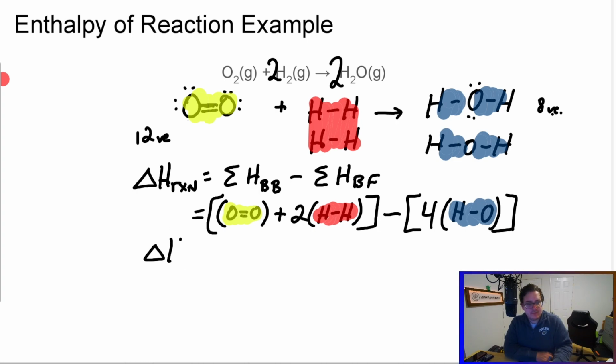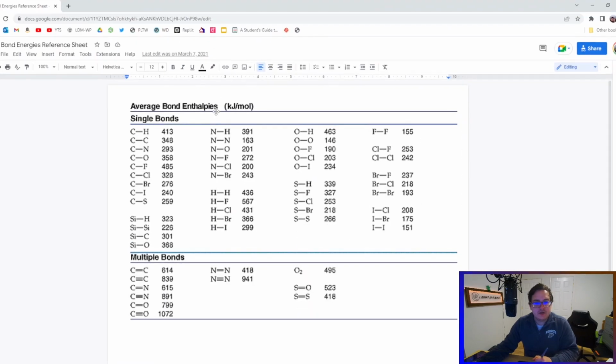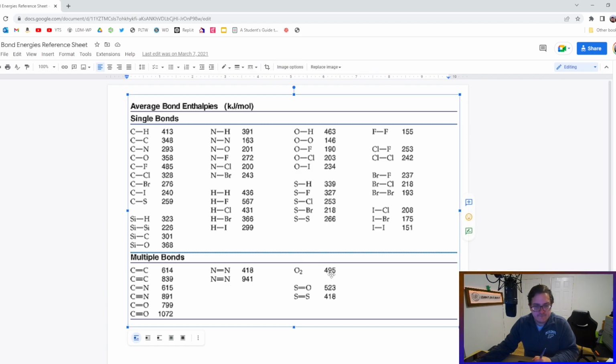Okay, so delta H reaction. I'm going to look at my reference sheet. I'm just going to pull it up. Oxygen-oxygen double bond. Let's find it. We got double bonds. Oxygen-oxygen double bond is not on this list. There it is, O2 right there.